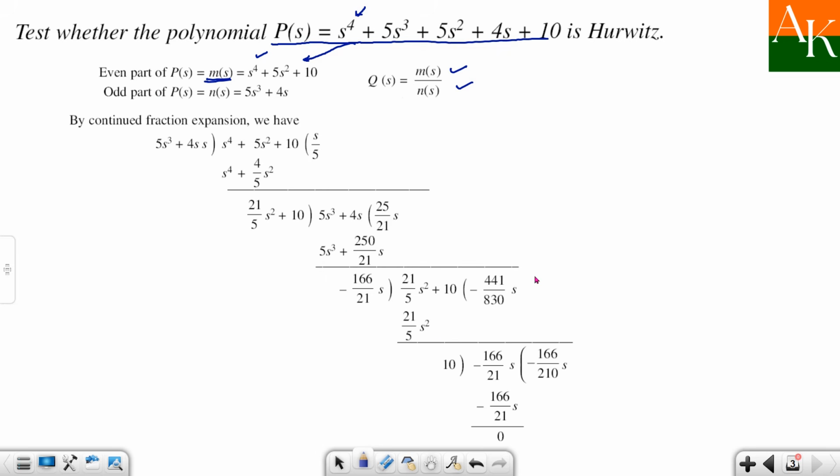But at this step you are getting a negative quotient. If you are getting a negative quotient over there, then the polynomial P of S is not Hurwitz. Remember this thing. So though you get the negative quotient over here in the third step, you have to carry out this process till you get 0 and then you can comment that P of S is not Hurwitz. Thank you.